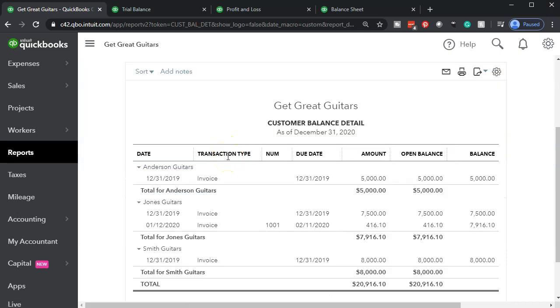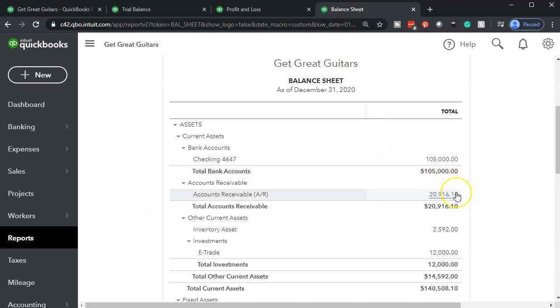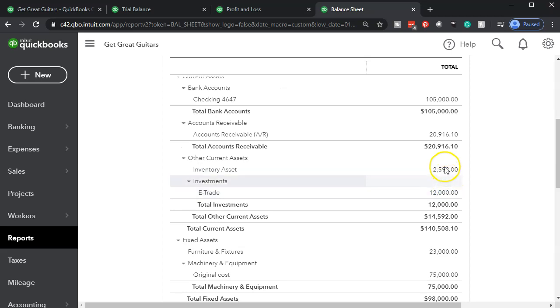And so then you'll see that we have the Jones down here. There's our invoice for the 416, adding to the balance that Jones owes us. The total here then being at the 20,916, which if I go back to the balance sheet, supports that 20,916 here. We have a similar kind of situation with the inventory assets. We have the inventory here on the balance sheet. We have the transaction detail, which I can go to by just clicking on this number, but that only gives it to me by date.